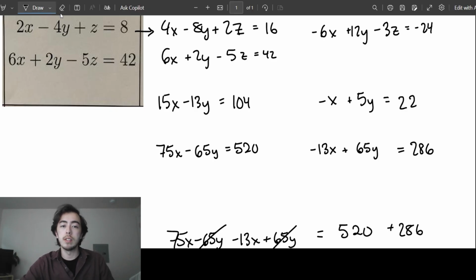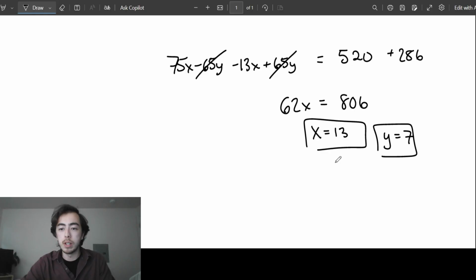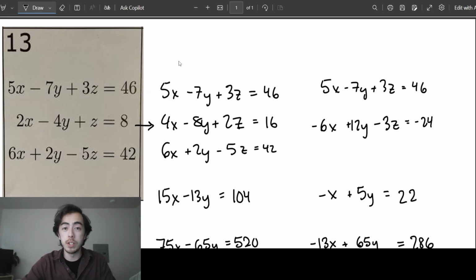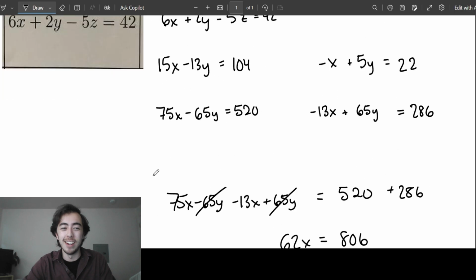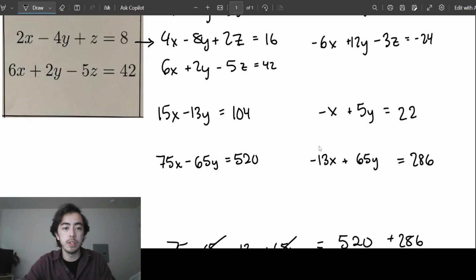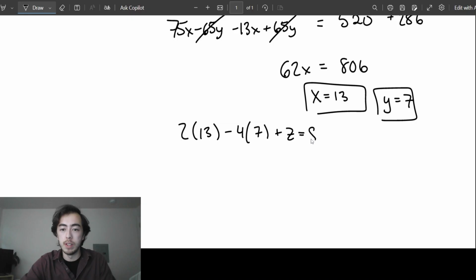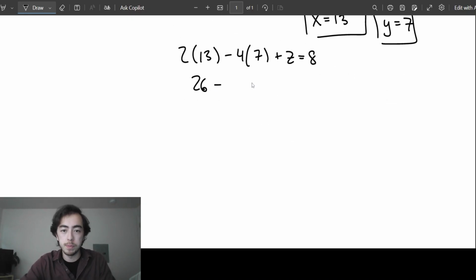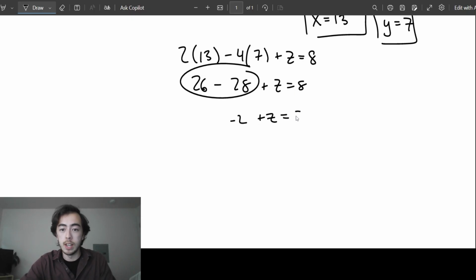So now we know our x, now we know our y. We can plug in the 13 and the 7 into any of the equations to then solve for z. I'm going to pick the one that has z isolated and also has the smallest coefficients. So 2x, I think it was minus 4y plus z equals 8. And then here we can just simplify. We can get this to be a negative 2. And that must mean that z is equal to 10.